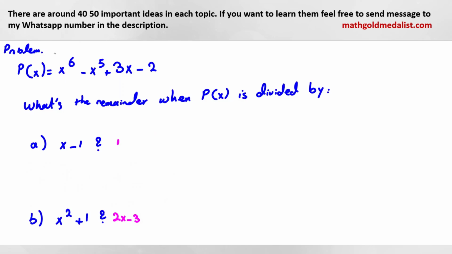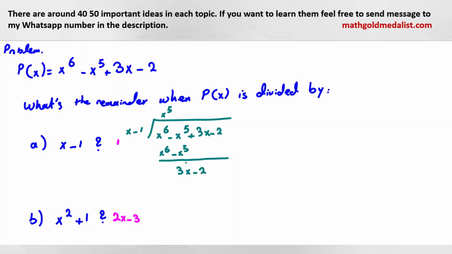First solution is what? We can use, for example, long division, right? x to the 6 minus x to the 5 plus 3x minus 2 divided by x minus 1. So we can place x to the 5, right? So it will be x to the 6 minus x to the 5. If you subtract, this one will be cancelled, this one will be cancelled. It will be 3x minus 2, right? Agreed?